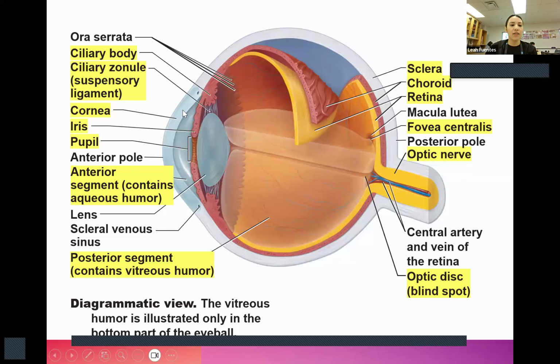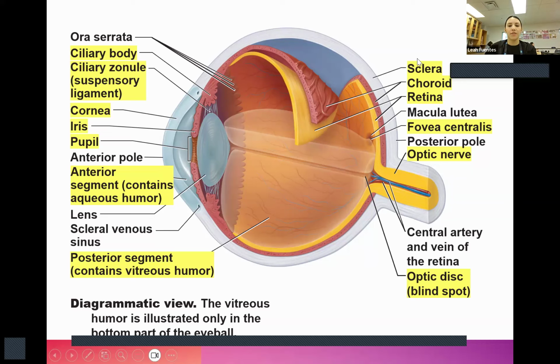We have our cornea, our iris deep in here, and then our pupil. Specifically, we have the anterior segment, which contains the aqueous humor. And then back here is the posterior segment, which has the vitreous humor. So you will need to know which of these contains which type of humor. So anterior has the aqueous and the posterior has the vitreous. We also have our lens here.